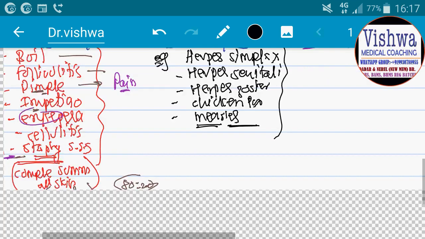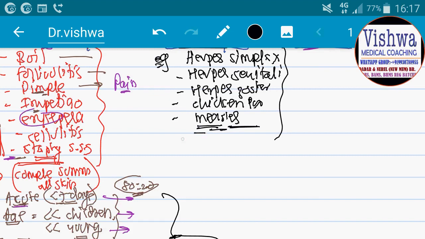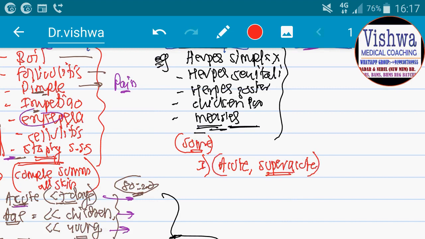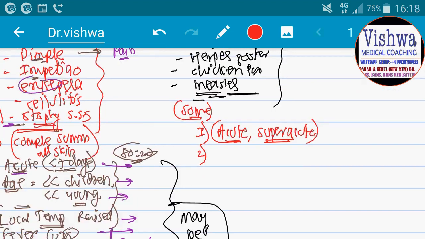First of all, if the patient comes to you with some lesion, how do you know it is a viral one? First important feature, it is also acute in nature. In fact, it is super acute. In the sense, till yesterday it was nothing, and today all over the body the viral infection has spread. Super acute in nature.